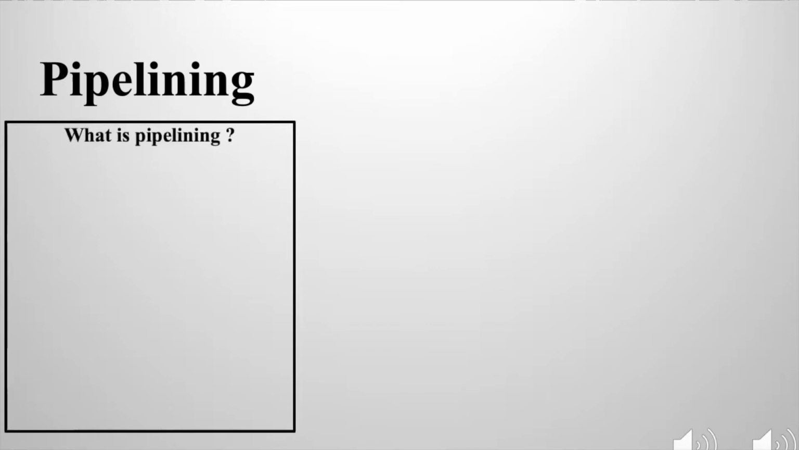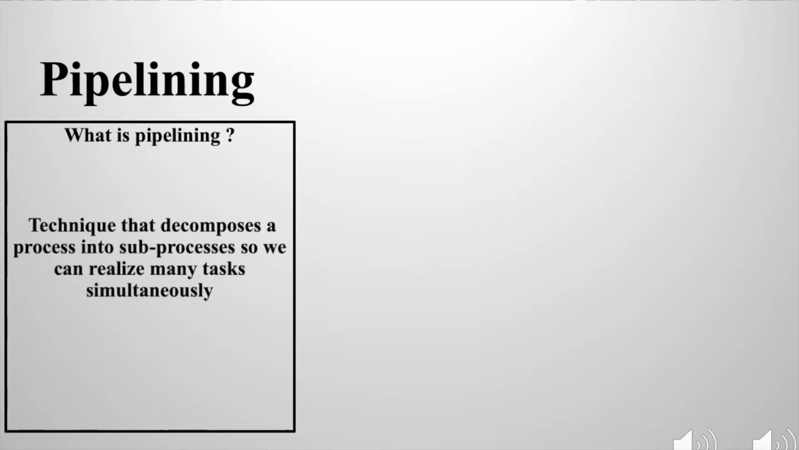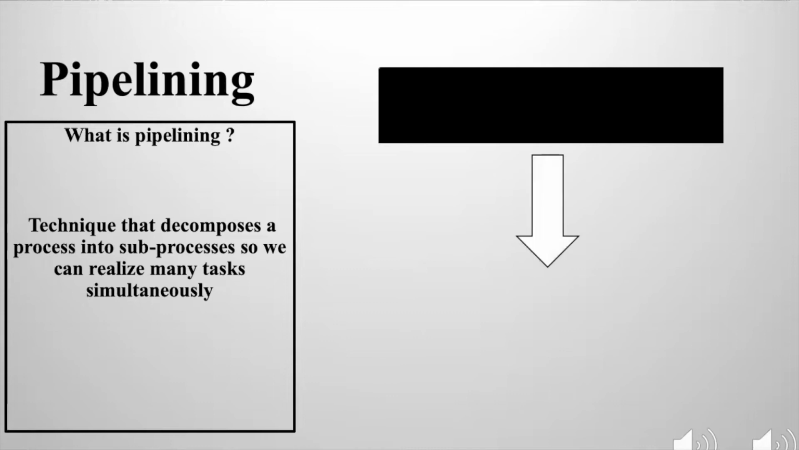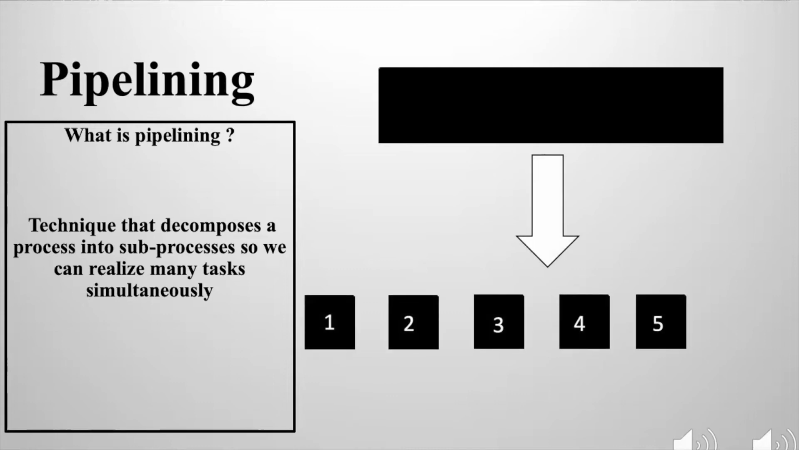What is pipelining? To make it simple, it's basically a technique that's used by our computer processor that decomposes a long complex process into subtasks or subprocesses. As you can see here on the screen, I've decomposed a long rectangle which represents the complex process into subtasks numbered from 1 to 5.